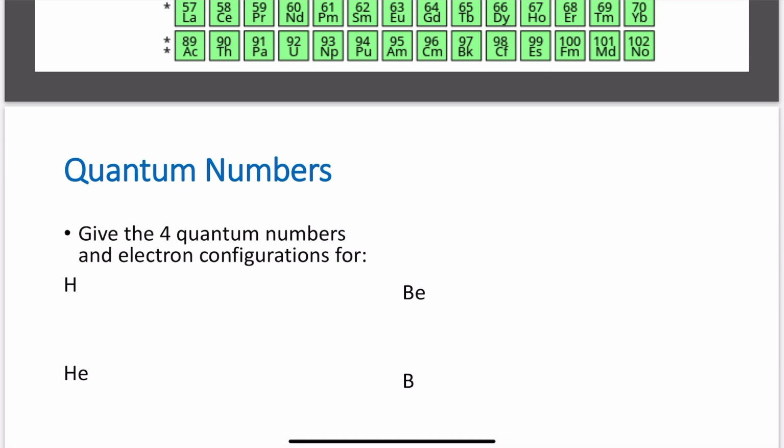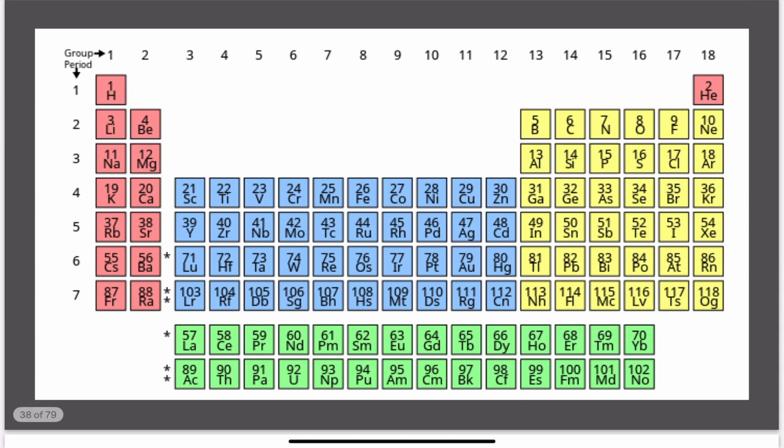If I look at hydrogen, I'm going to find hydrogen on the periodic table. So first goal, find it on the periodic table. We've got hydrogen. It's the very first element that we have. Okay. So this is always where we're going to start. You're always going to start with hydrogen. So it's kind of convenient.